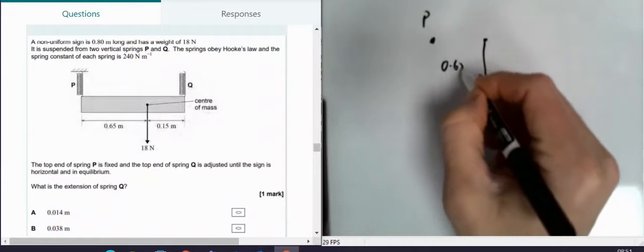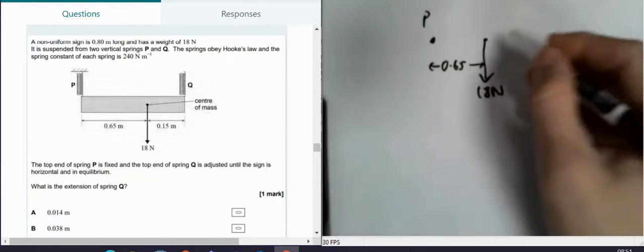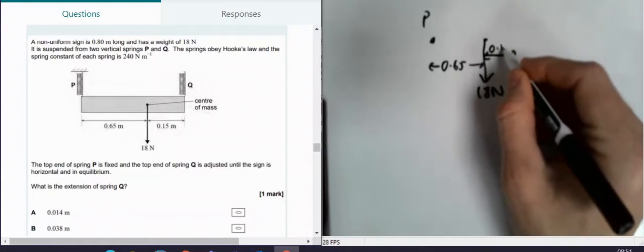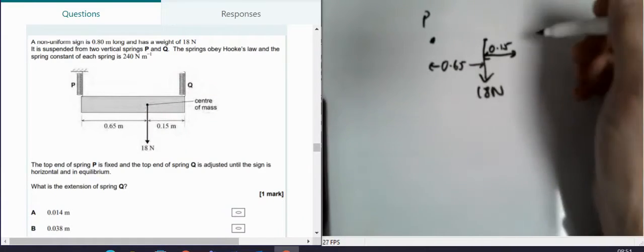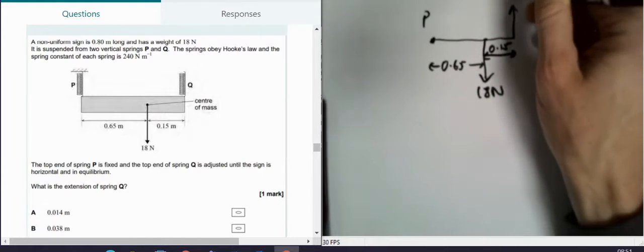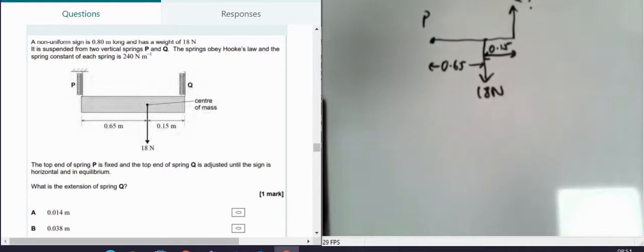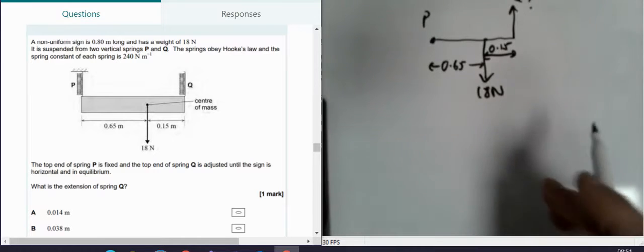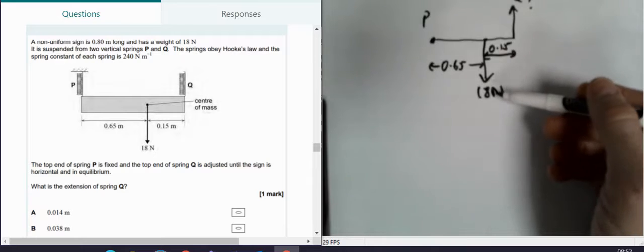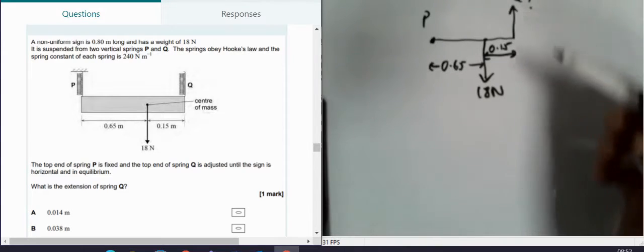So I've got P here, and I've got my center of mass providing an 18 Newton force, and that is at 0.65 meters from the pivot. And then an additional 0.15 meters from that, I have Q. And I've got the line there, and Q is providing a force upwards, but I don't know the strength of that force upwards. So taking moments about P, the turning effect due to the 18 Newton force must be equal to the turning effect due to Q.